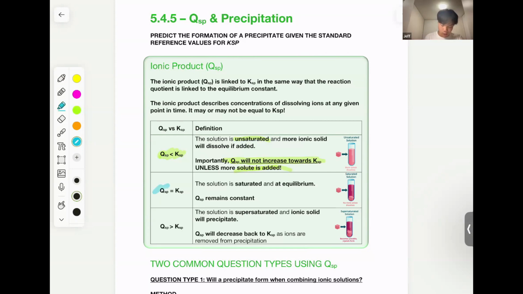In the middle case, if your QSP is equal to your KSP, your solution is saturated and you are at equilibrium, exactly. And your QSP remains constant. In the final case, if your QSP is greater than KSP, it means you have more ions in solution than the solution is supposed to be able to hold, meaning your solution is supersaturated and an ionic solid will precipitate in order to bring QSP back down to KSP.